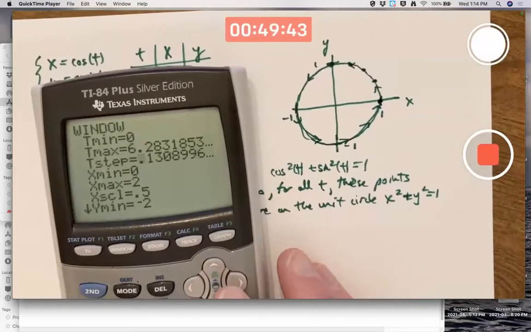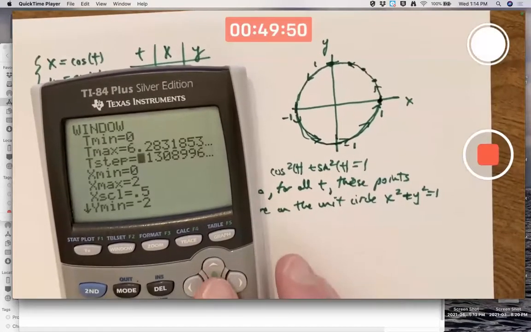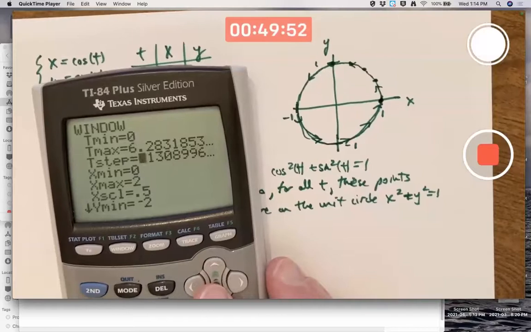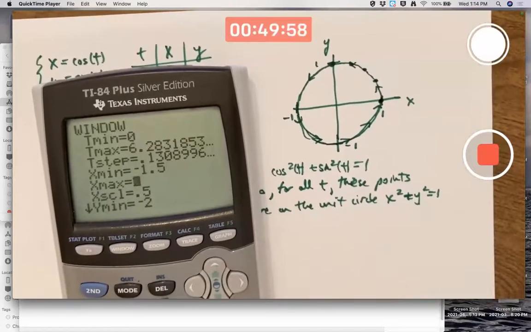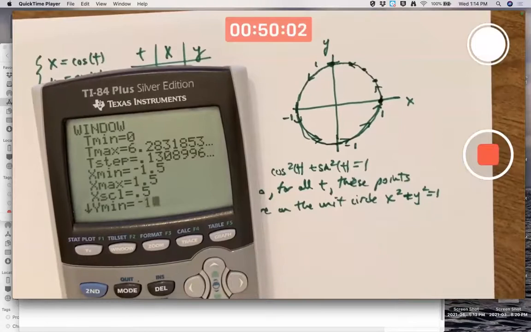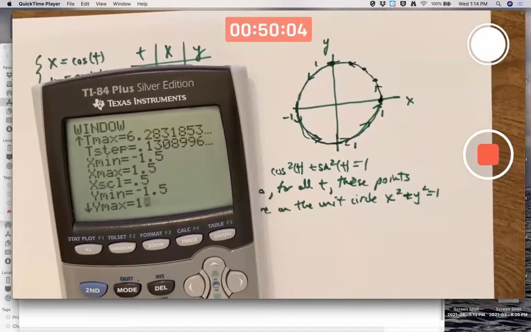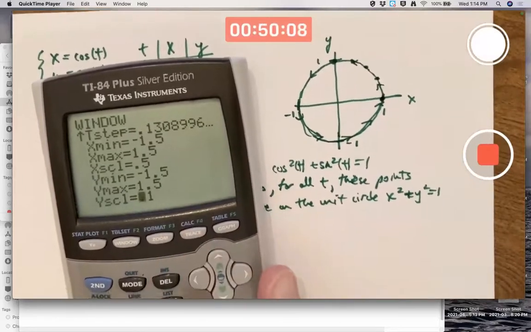That number there is, I'm not sure, maybe pi over 36 or something. I don't know what the t step is. I'll just leave it alone. X min and X max, let's try negative 1.5 to 1.5. Y min and Y max, negative 1.5 to 1.5. Okay, now I'm going to hit graph.